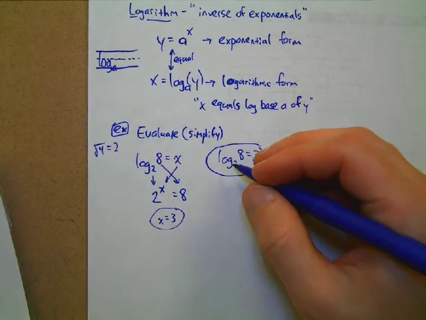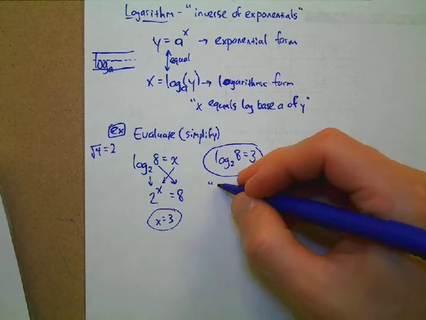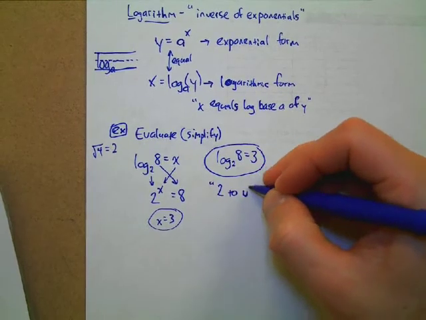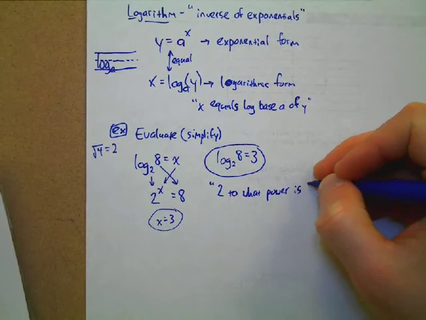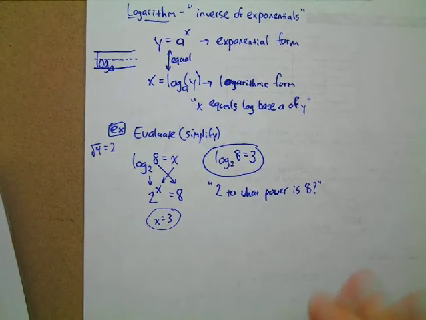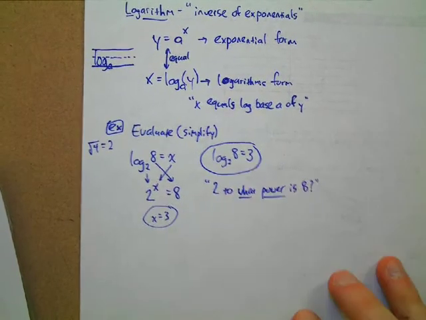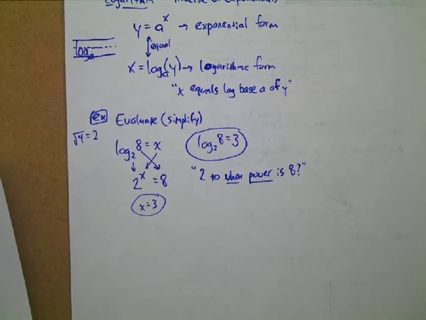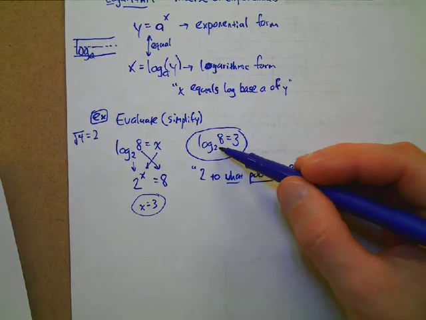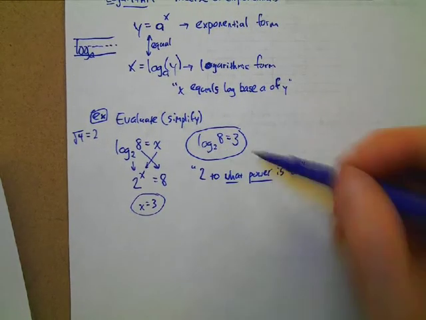So when you see a logarithm, the question you can ask yourself to answer it is, 2 to what power is 8? Okay? 2 to what power is 8? That would be the words that you would say to yourself to help you answer this logarithm without having to do any rewriting if you don't want to. 2 is the base, so 2 to what power gives us 8? That's 3 in this case.